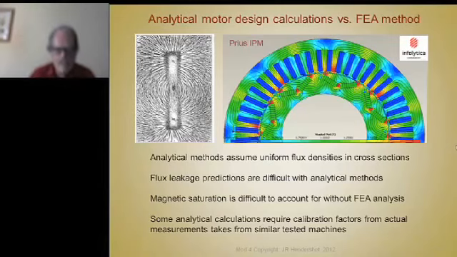So the FEA method is really necessary for all IPMs. It's necessary anytime you're close to saturation. It's necessary to calculate cogging torques and torque ripples. And if you have transverse flux machines, you need 3D solvers. But a machine like this, you don't need a 3D solver. 2D is good, except for thermal, you need 3D.